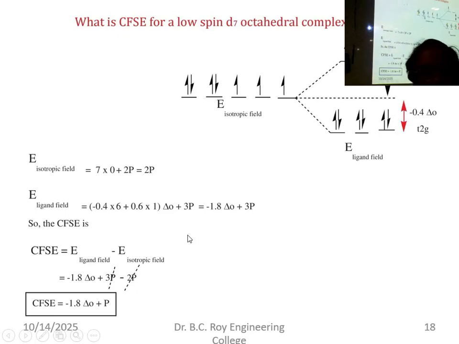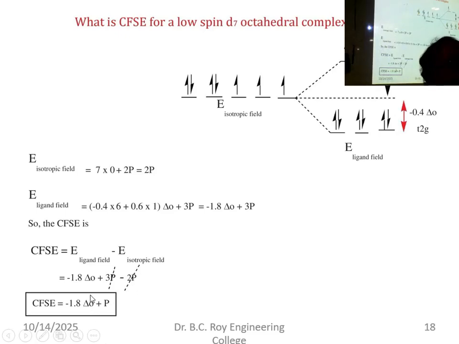So that's why p is not totally getting cancelled, 1p is remaining. P is a more or less fixed quantity, the amount of energy that is required for pairing of electrons. That's why this value can be a known value. So minus 1.8 delta O plus P, that is the CFSE coming for an octahedral d7 complex, a low spin octahedral d7 complex. You can calculate the CFSE and this is the final result.